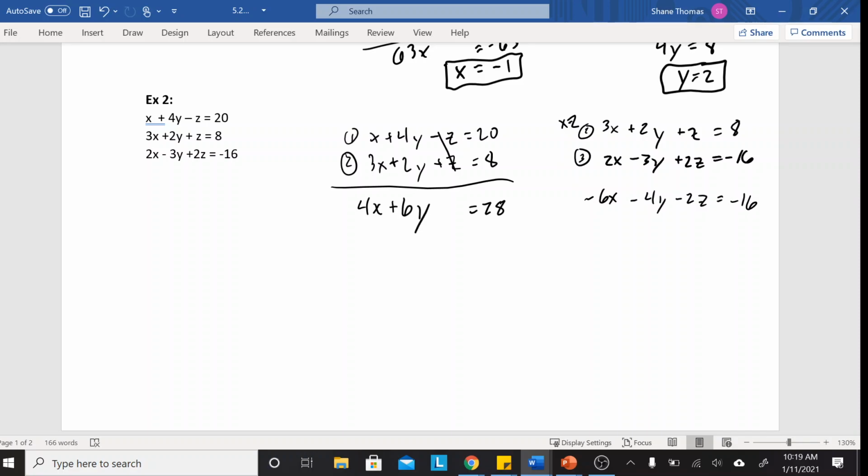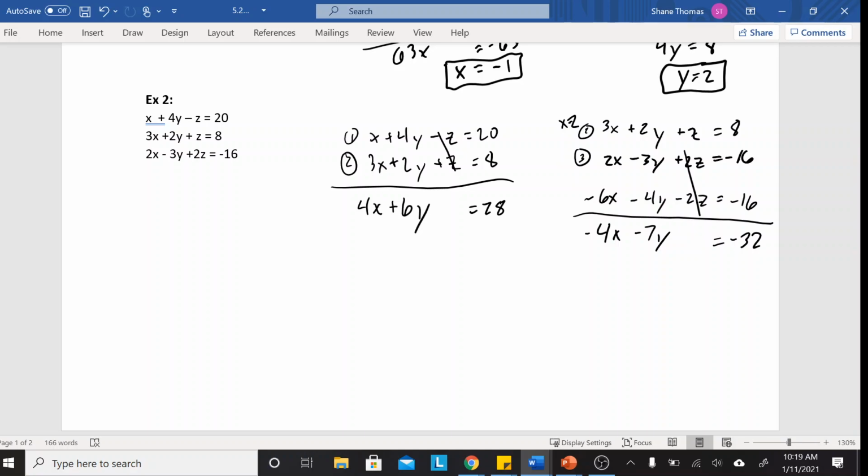All right, so then I can add these two together. I'm just going to add them right from here. I'm not going to copy 3 down again. Z's are gone. Straight down, I got negative 4x minus 7y equals negative 32.